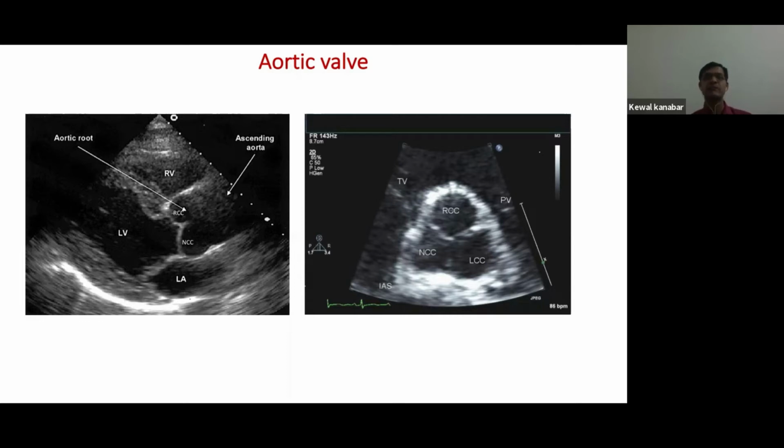Now, the assessment of aortic regurgitation does not include only the assessment of the hemodynamic significance of the lesion. It also includes the assessment of the nature of the valve as well as the effects on the left ventricle.